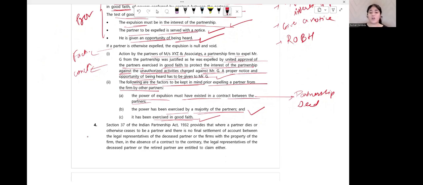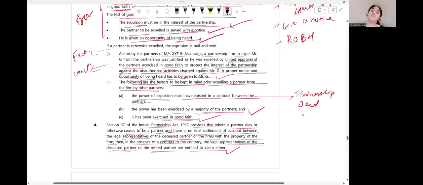Section 37 of the Indian Partnership Act provides that where a partner dies or otherwise ceases to be a partner, or he retires, and there is no final settlement of account between the legal representative of the deceased partner and the firm with the property of the firm, then in the absence of a contract to the contrary, the legal representative of the deceased partner or retired partner is entitled to claim either.